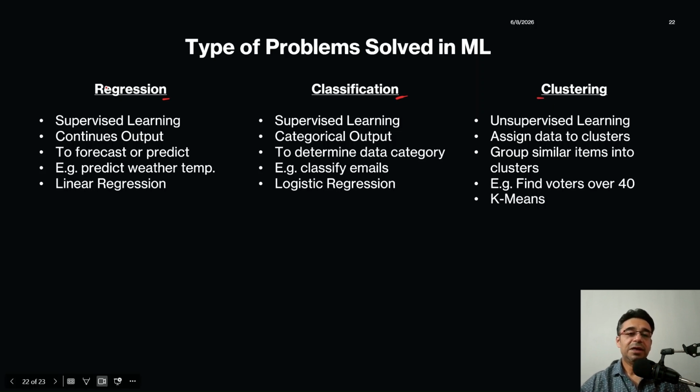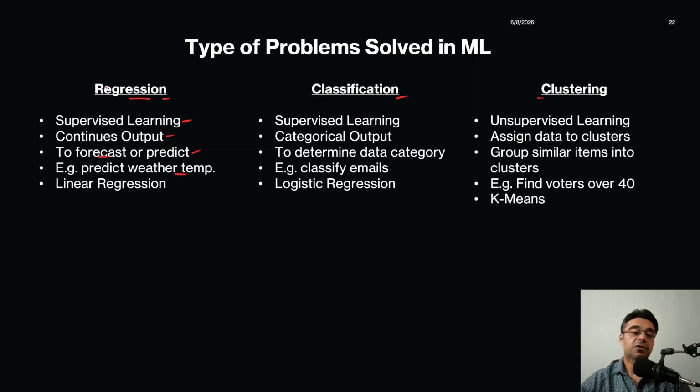Regression problem means when the prediction that we want to make has a continuous output. The regression problem is part of supervised machine learning where the output is continuous. We want to forecast or predict, and that prediction is the continuous output. For example, we want to predict the stock price or the weather temperature.